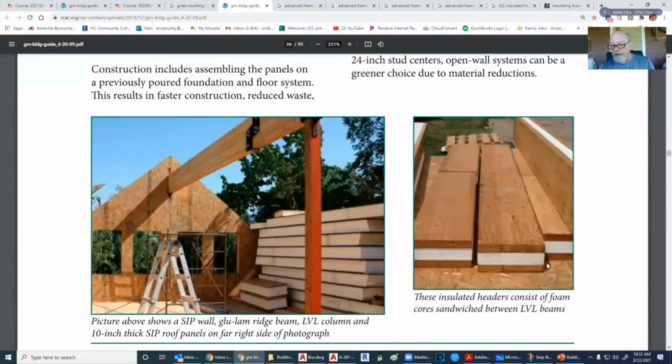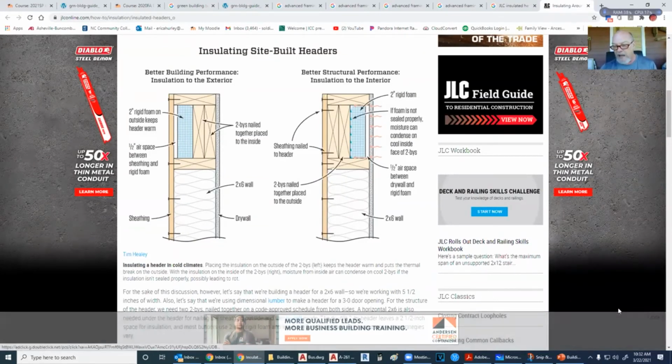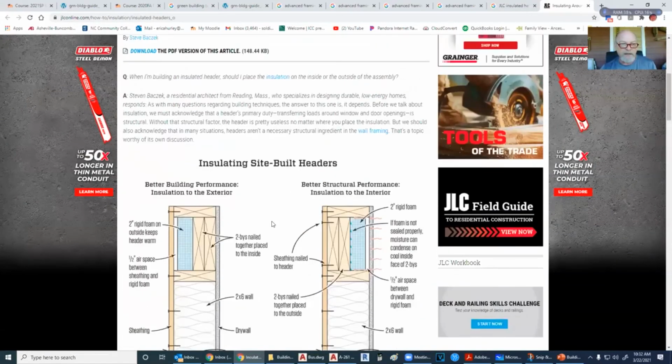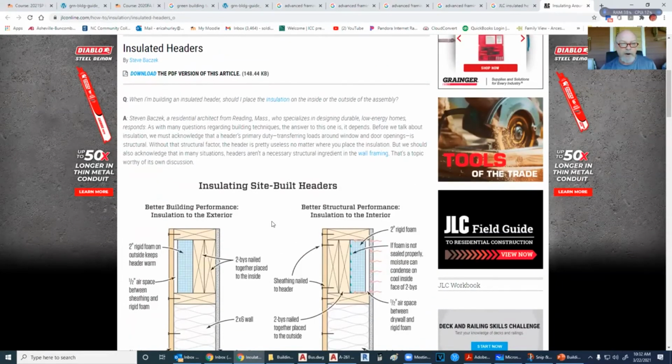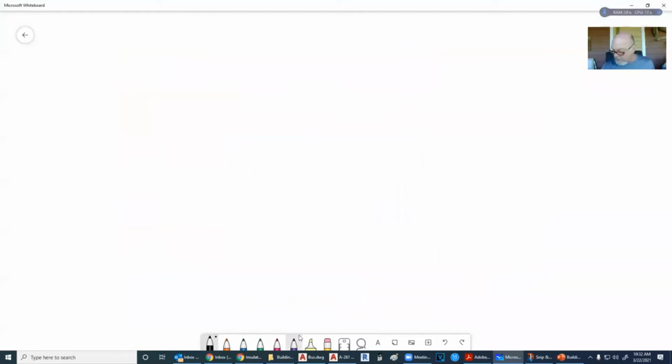Okay, so insulated headers. If any of you follow the Journal of Light Construction, they have a great site and a great magazine, and I use a lot of their articles in what I teach. I like it because they have debatable points, such as insulating that header. Which is better: put the foam on the outside or on the inside? So to back up and explain this.